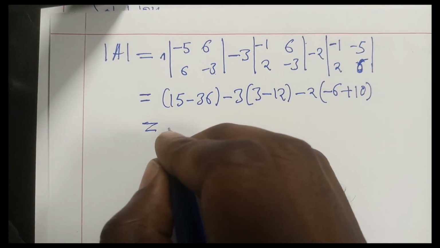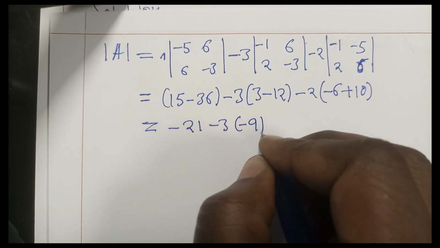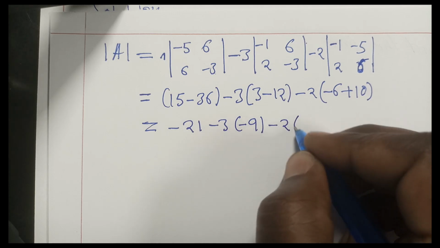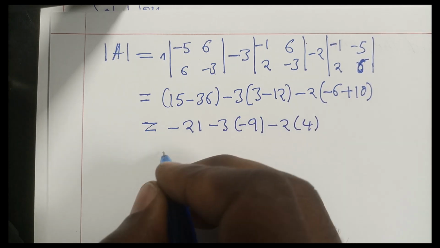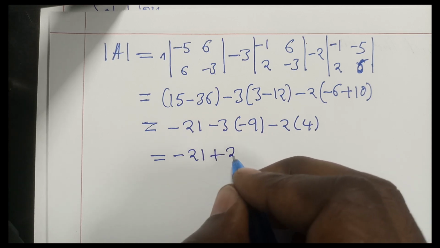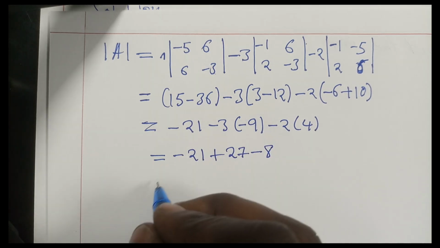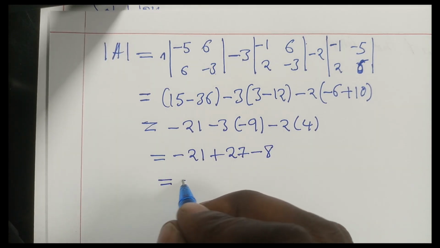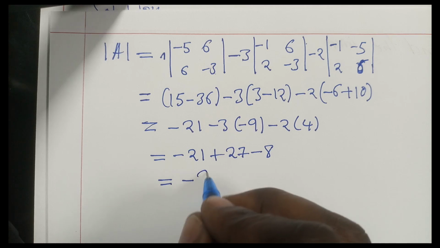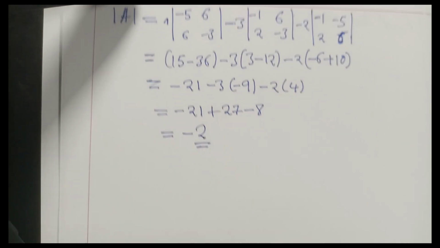So now from here you find this is minus 21, minus 3, minus 9, minus 2, and the 4 there. So minus 21 plus the 27, then minus 8. So this is going to give you a minus 2. Okay, minus 2. You found the determinant.